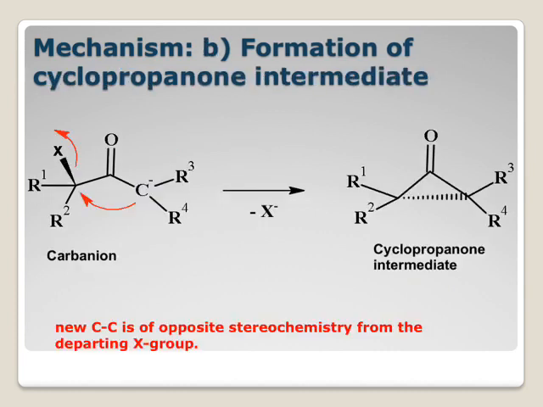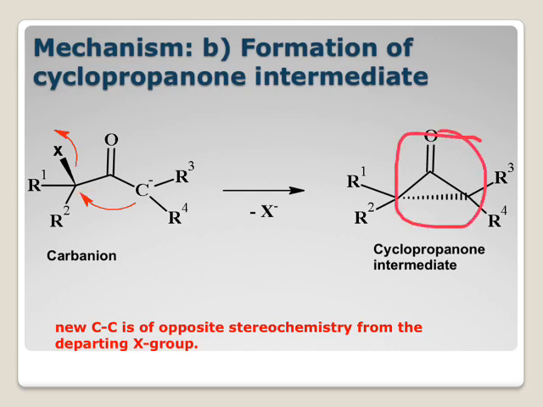The second step is formation of the cyclopropanone intermediate. Once we have this negatively charged carbon atom, then on the other alpha carbon atom we have one halogen, and we know that halogens are very good leaving groups. So this nucleophilic carbon atom will attack the carbon bearing the halogen atom, and the halide ion will leave the molecule. So in the overall reaction there is formation of a carbon-carbon bond, and we get the cyclopropanone intermediate.